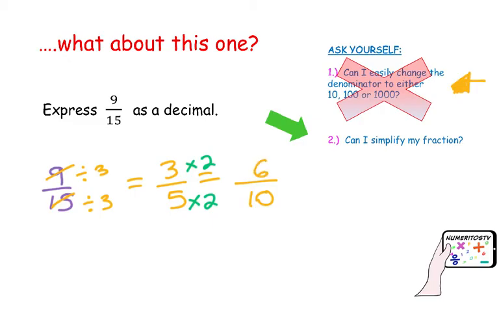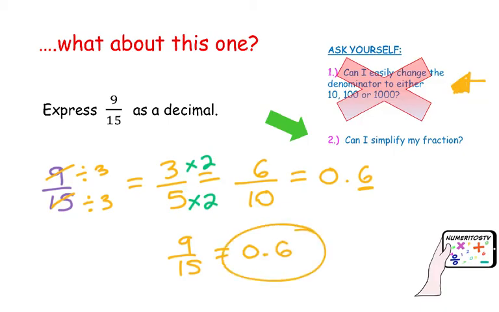So now I have 6 tenths. How do I write that as a decimal? 6 tenths will be 0.6. 6 is in my tenths place. So 9/15 is equivalent to 6 tenths. That will be my decimal form.